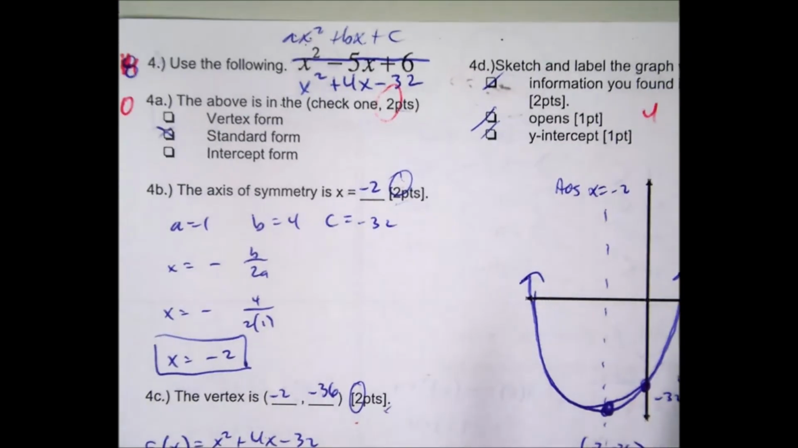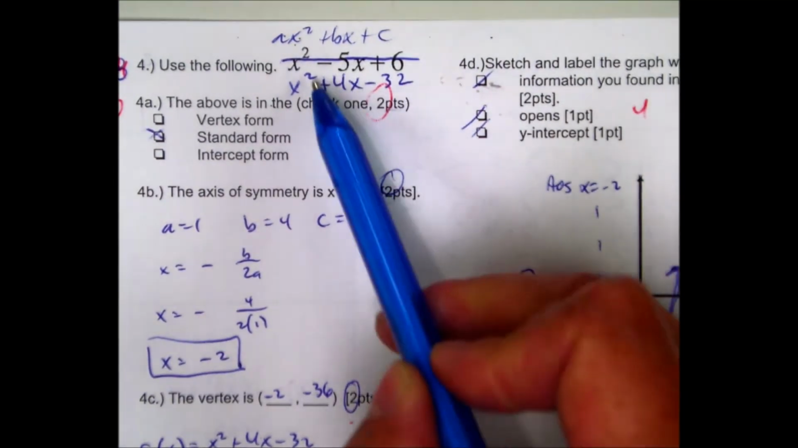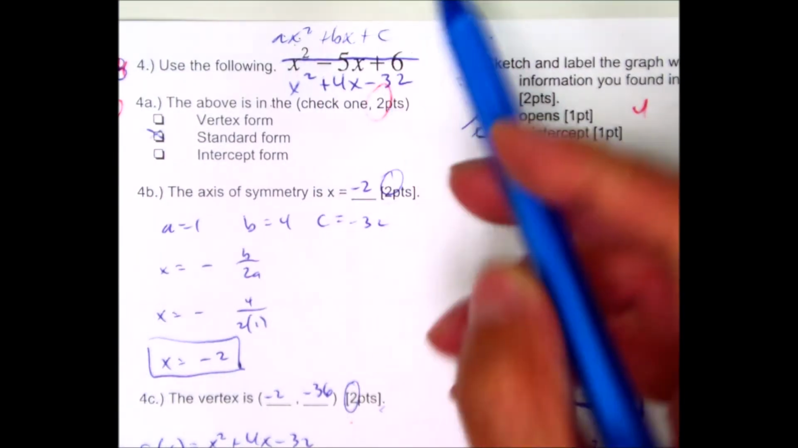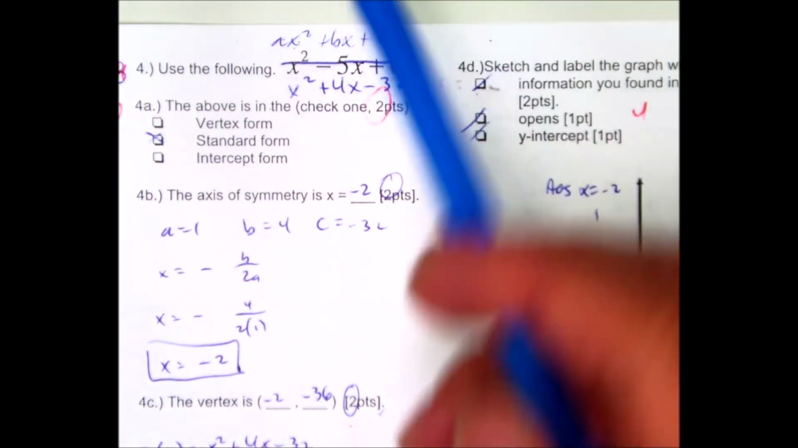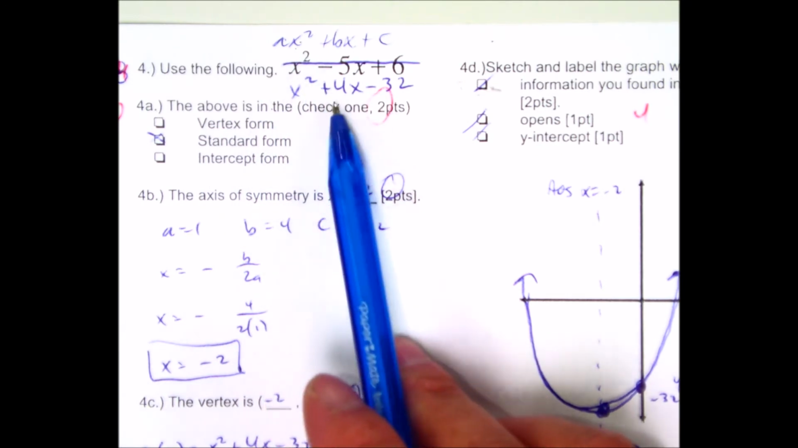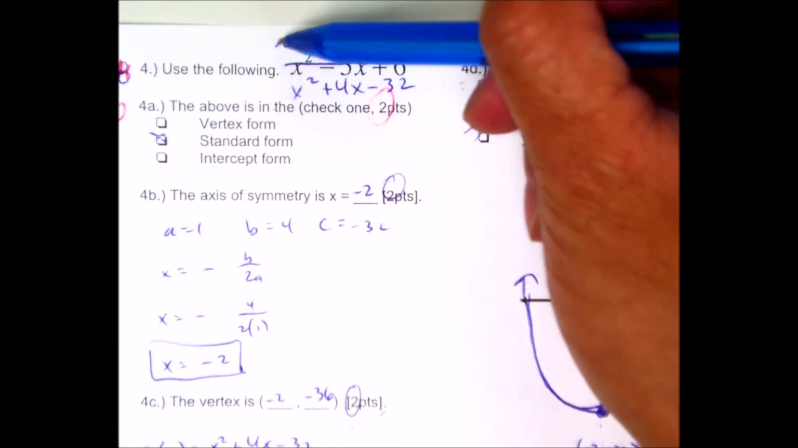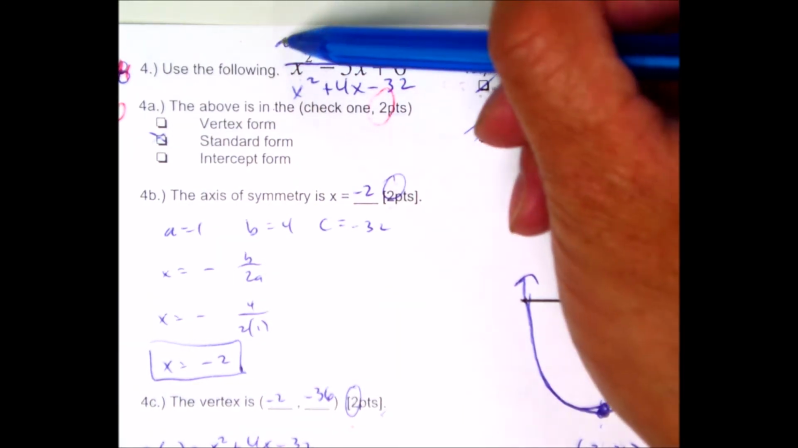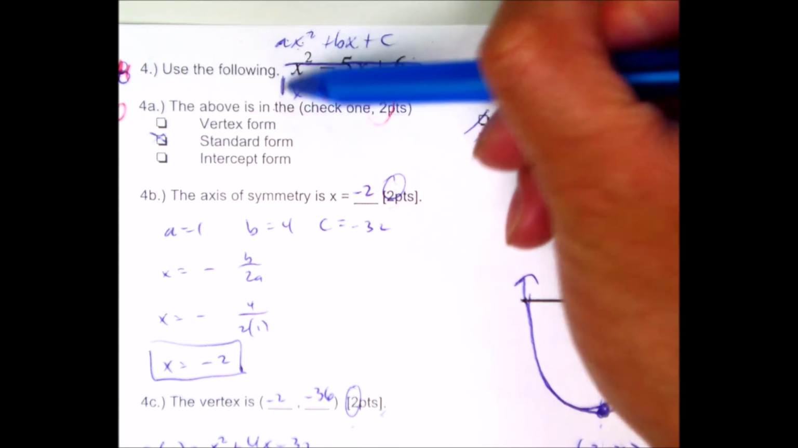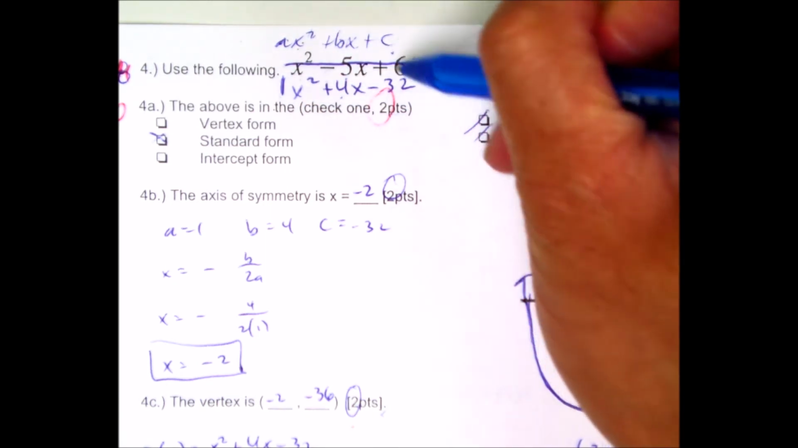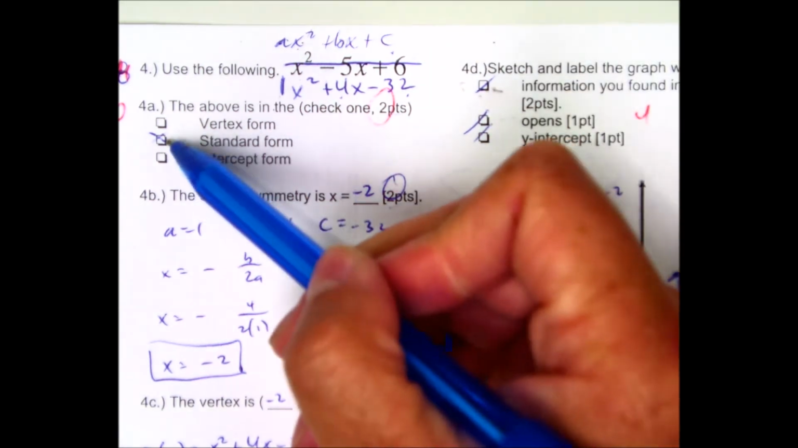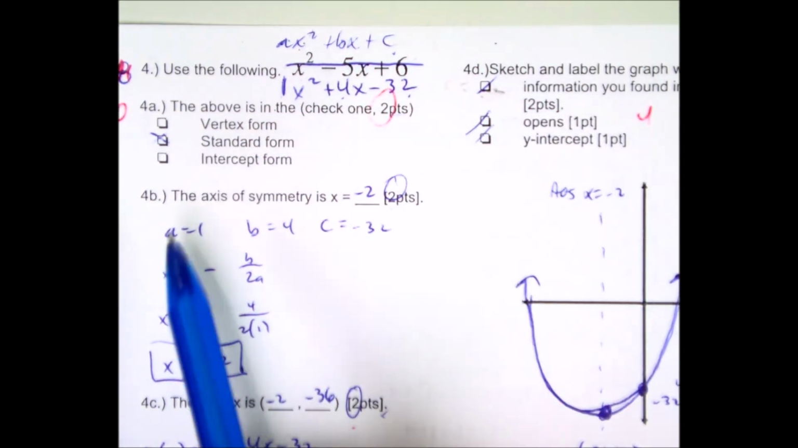For question number 4, I originally had x squared minus 5x plus 6, but I realized your b value was odd, so it didn't help with your axis of symmetry. So I gave you a new equation, x squared plus 4x minus 32. It's in standard form, ax squared plus bx plus c. Your a value is the coefficient, so that's 1. B value is 4. And your c value is negative 32. This is standard form, 2 points.